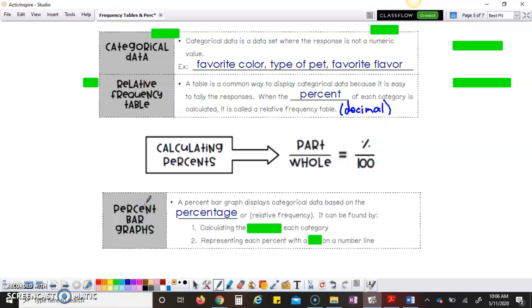And then our last thing that we're going to talk about is percent bar graphs. A percent bar graph displays categorical data based on the percentage or relative frequency, which would be decimal, which are the same thing. Remember, percents, decimals, and fractions are all related. It can be found by calculating the percent of each category and then representing each percent with a bar on a number line or on a bar graph. Okay, let me go ahead and write that in too, which is what we're going to look at, bar graph. Okay, so here we go.